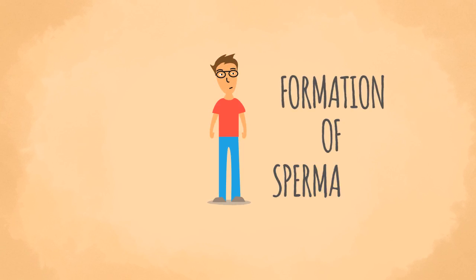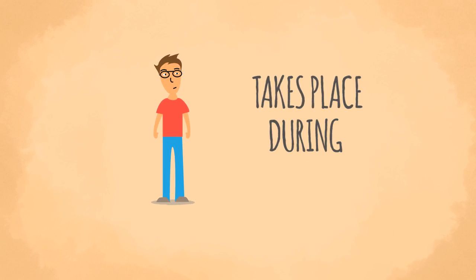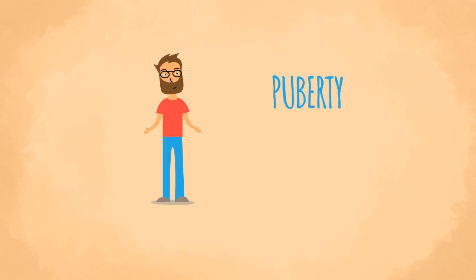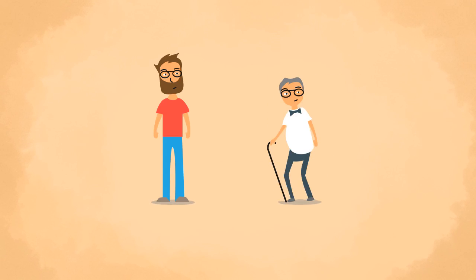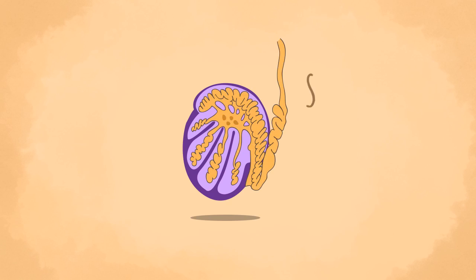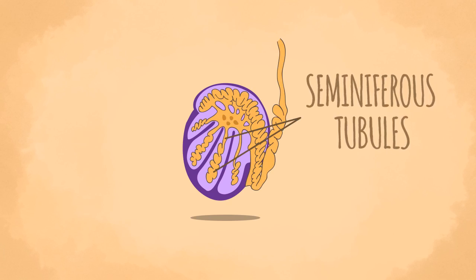Spermatogenesis. In a human male, the formation of spermatozoa takes place only during the reproductive period, which begins at the age of puberty, that is 12 to 16 years, and it continues even through old age. Spermatozoa are formed in the walls of seminiferous tubules of the testis.